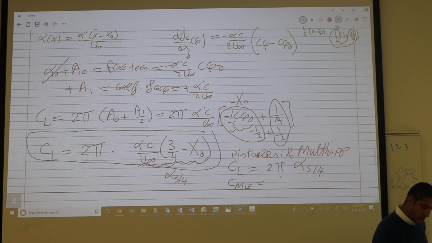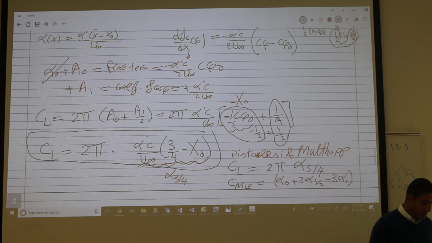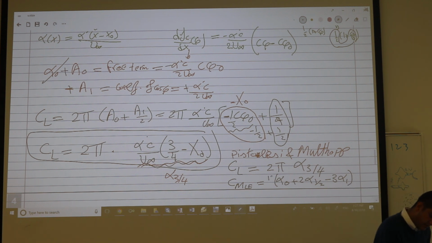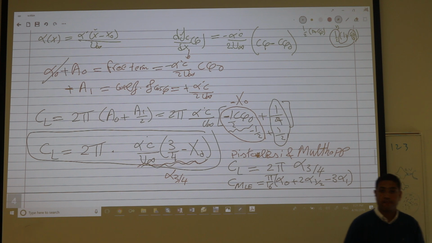For the moment at the leading edge, it was alpha at 0 at the leading edge, 2 alpha at half chord, minus 3 alpha at the trailing edge. And I don't remember the coefficient outside, I can look it up. And we're done, by the way, so let's take a break. So this is 5/16, okay?